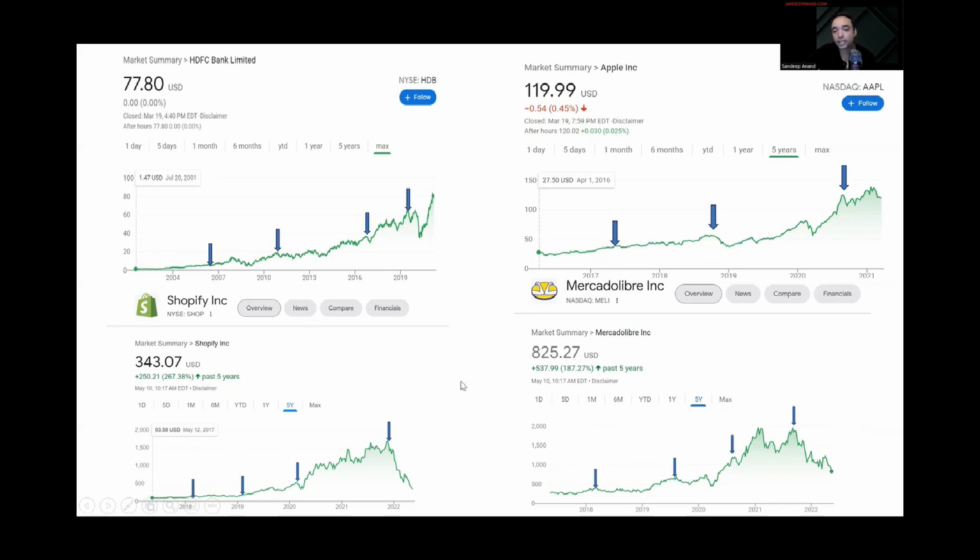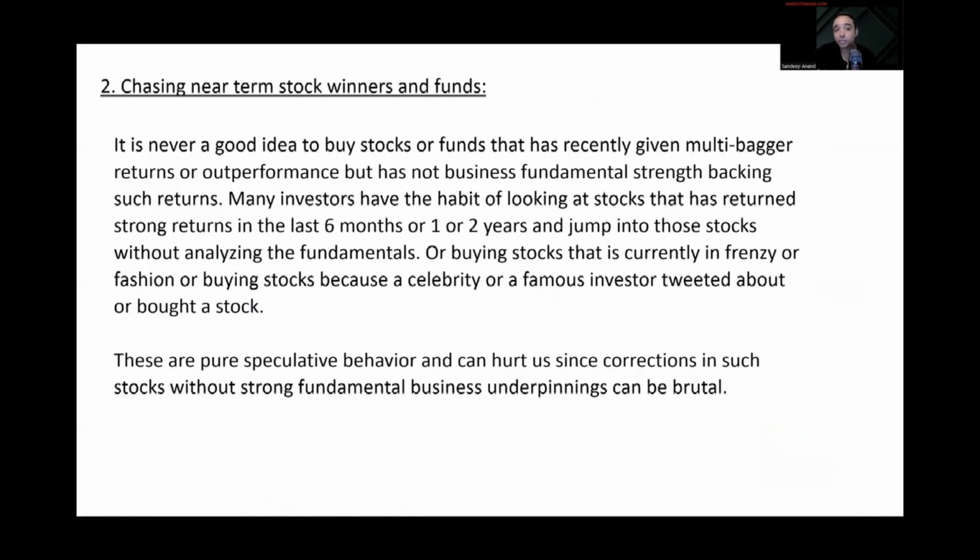Mercado Libre. So this is a Latin American e-commerce company. So this is applicable across banks, financials, e-commerce, consumer products, every stock you take, any technology. The winning stocks continue to win. That's the story. Now, chasing near-term stock winners and funds.